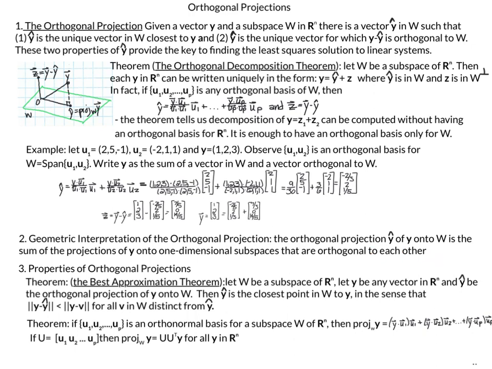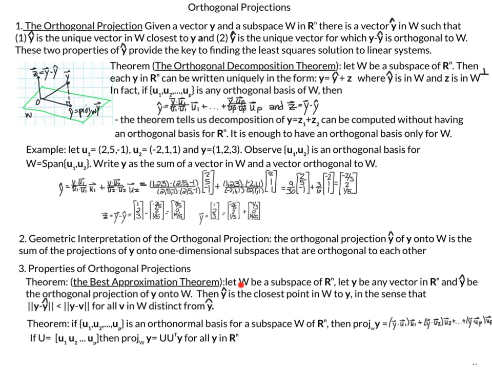So we'll go over that a little more. And then last, we'll look at properties of orthogonal projections, in particular this theorem here, which is the best approximation theorem, which gets back to this idea here that y hat is the unique vector in W closest to y.